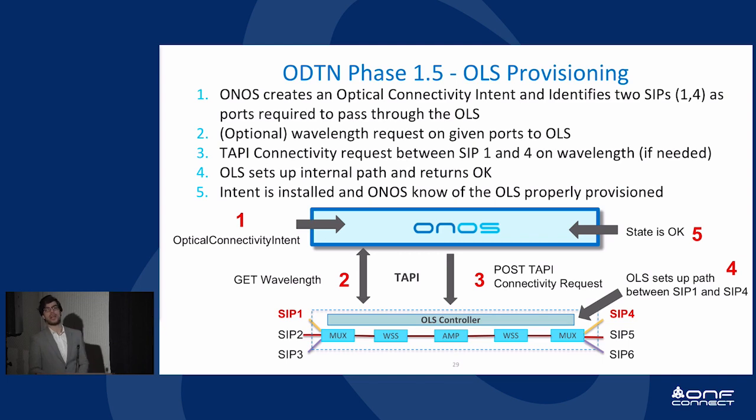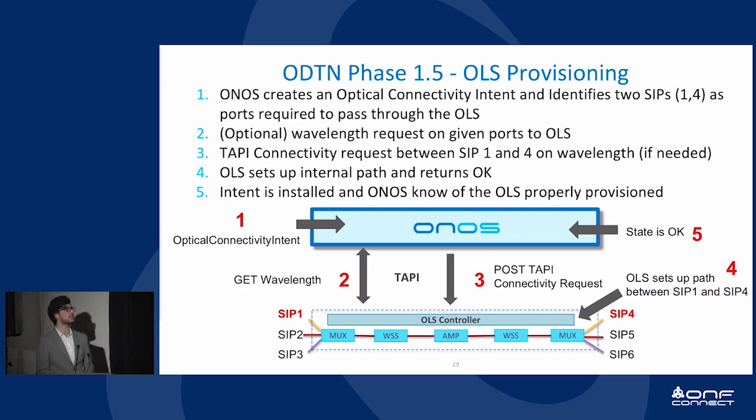And then we can actually properly configure it. So what we do is create an optical connectivity intent, identifying the two service interface points to which the transponders are connected, let's say SIP1 and SIP4. We can optionally request the wavelength configuration to the OLS, or enforce the wavelength configuration to the OLS, depending on the OLS implementation.